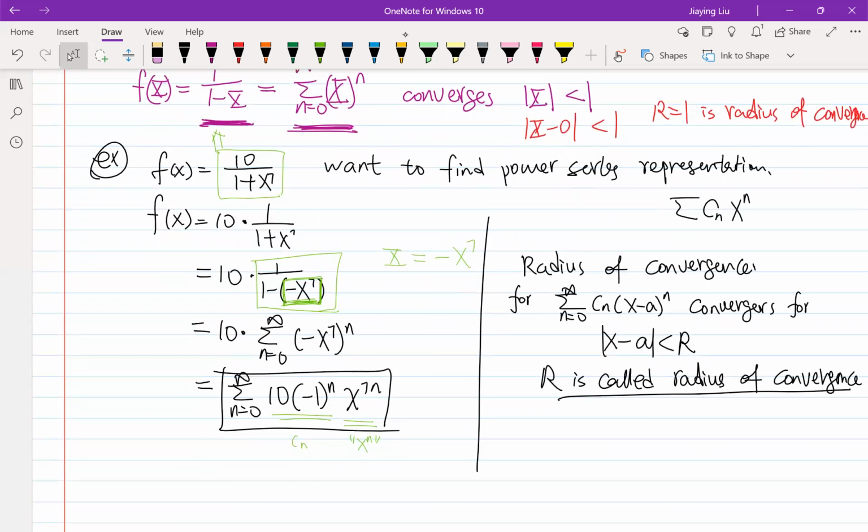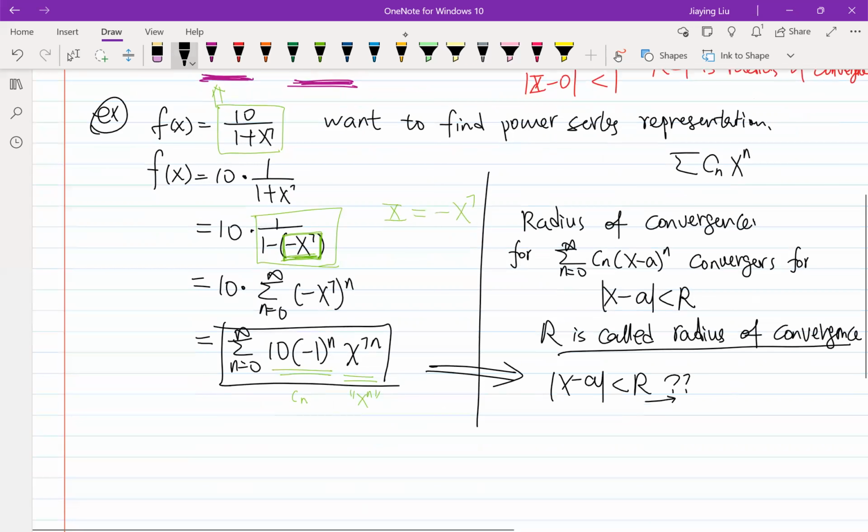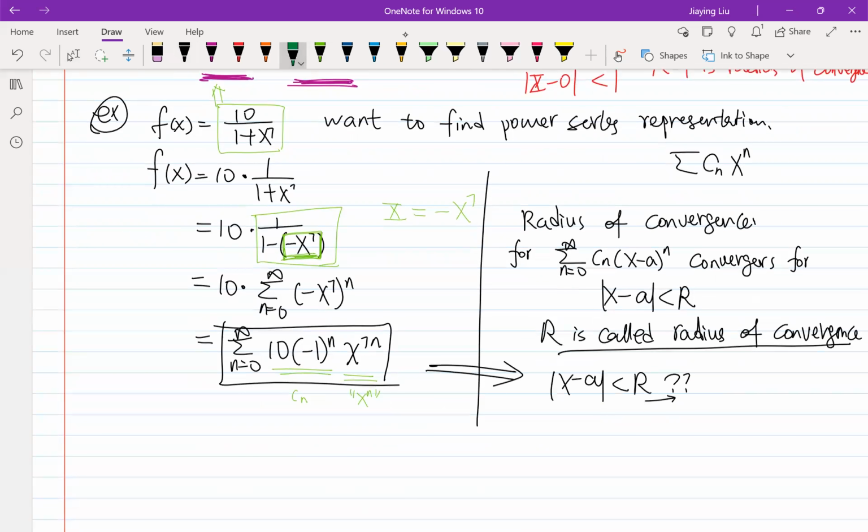Now, jumping back to the example we just finished, how do we find the radius of convergence? Well, you could take the final power series and try to figure out the equivalent R when you have absolute value of x minus a less than R. You can try to figure out what the R is. But there's another way to do it, which is using the fact that earlier we had capital X equals negative x to the 7. We used the general formula to find the power series. So it's this part that we can use.